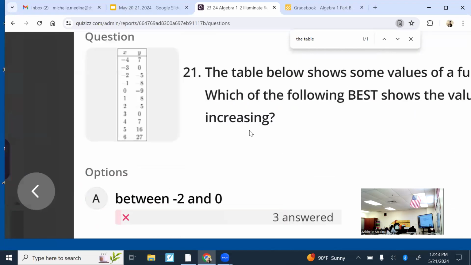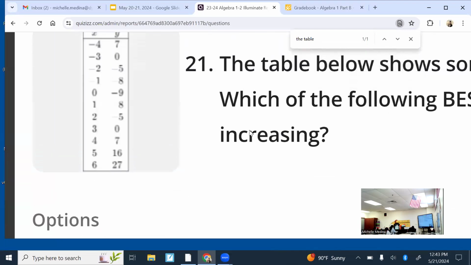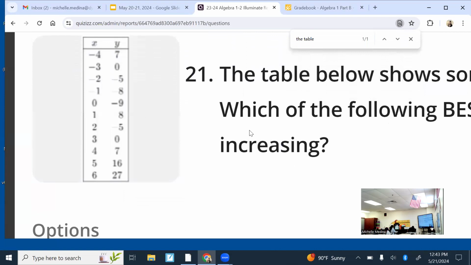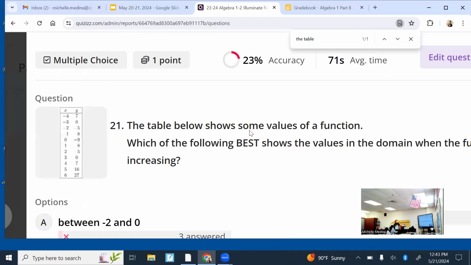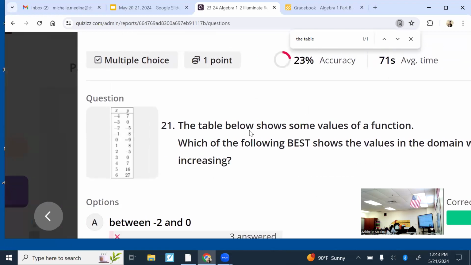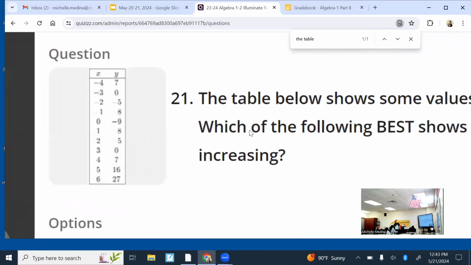So when I have a table, and this one's pretty clear to see which ones are my x's, which ones are my y's. It wants to know which of the following best shows the domain values when the function is increasing. So which one best shows the x's when the function is increasing? When it talks about the function overall, think about like when it's graphed.